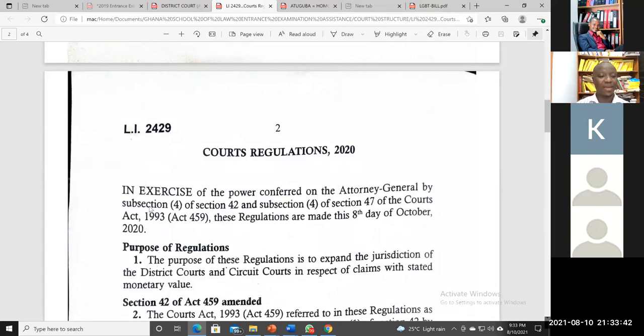It's quite typical when you are dealing with delegated legislation that you will get what you call the preamble. All that it seeks to do is to declare the source of authority for making that law. So where is the power derived from? Here, you are being told that the power to make it is derived from sections 42 and 47 of the Courts Act, 1993 (Act 459). So that is how it is.